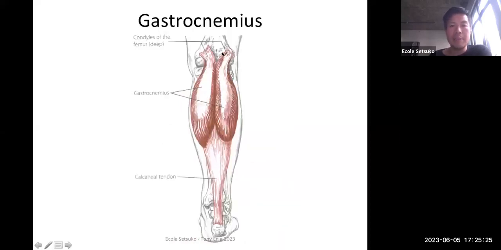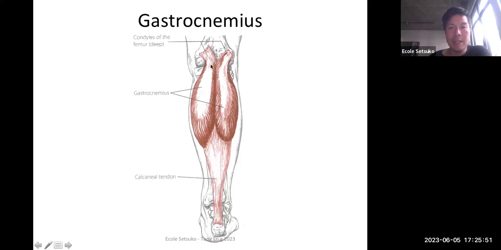And then the gastrocnemius, our calf muscle. Okay, so it attaches above the knee into that supracondylar line of the femur. Remember, there's 2 heads, a lateral and medial head, and halfway through, it becomes all tendon. This is called the Achilles tendon. The Achilles tendon is going to attach onto the calcaneus, the heel bone.